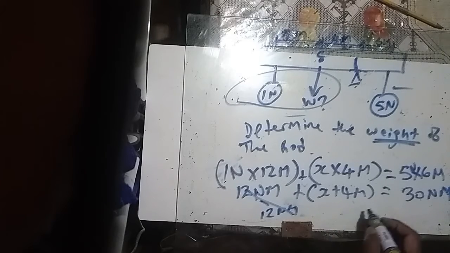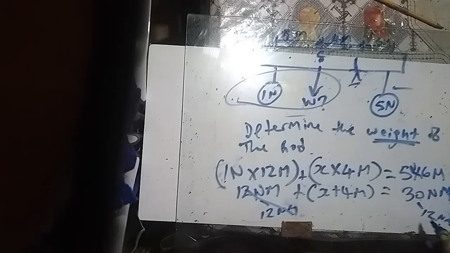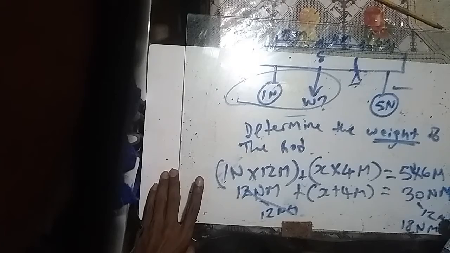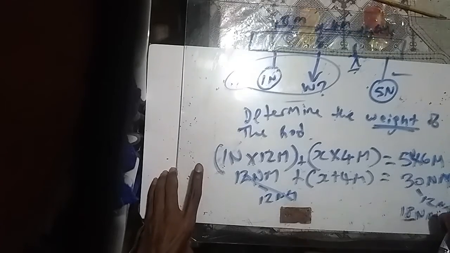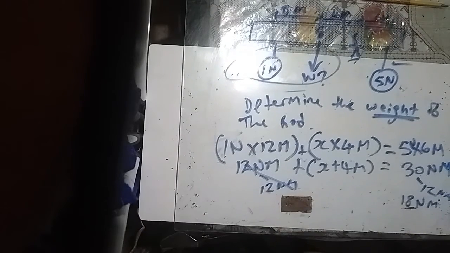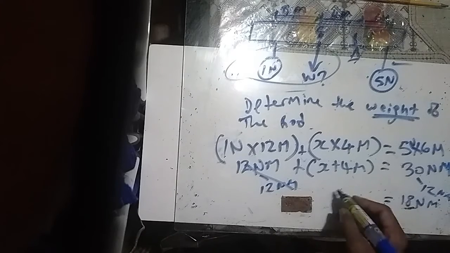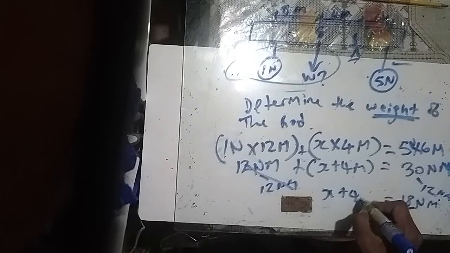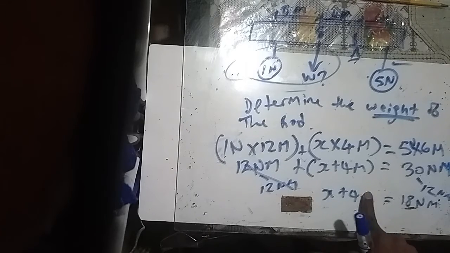So if I do that on the same side, I have to come and take it back from 30. So 12 Newton meter from 30 Newton meter is equal to 18 Newton meter. 18 Newton meter. Okay? Good. I'm not done yet. You understand where I come from? Now I can say 18 Newton meter, take out the bracket there, equals x plus 4 meters.